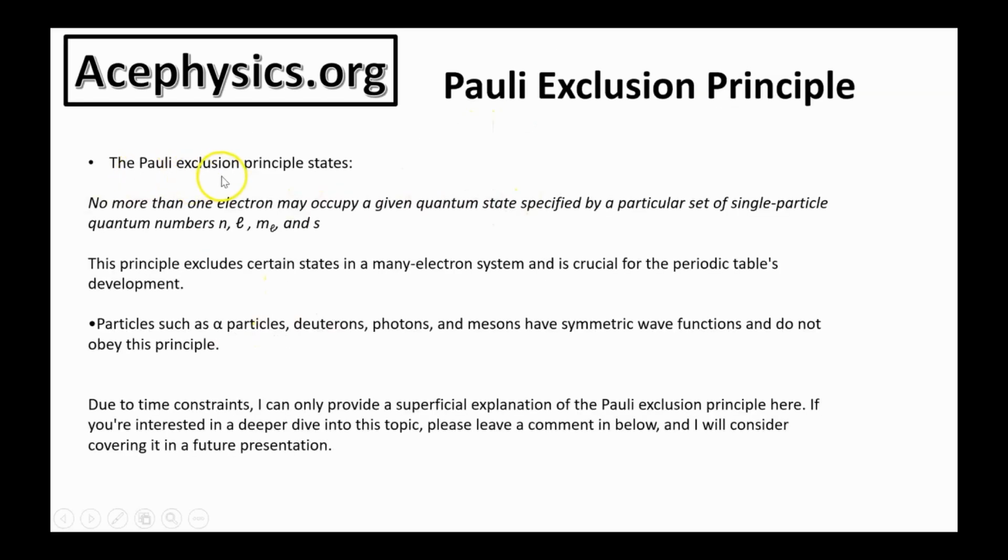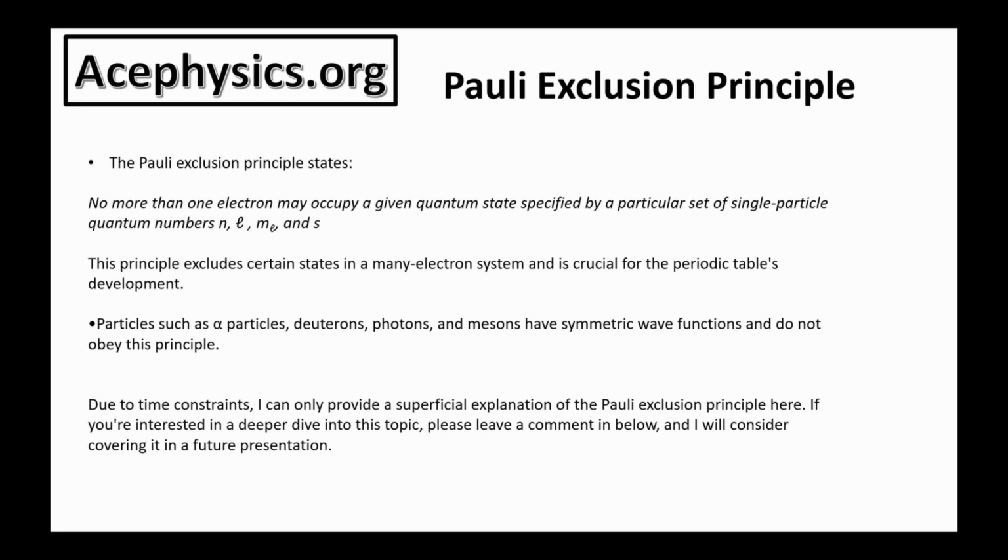The Pauli exclusion principle states that no more than one electron may occupy a quantum state specified by a particular set of quantum numbers, n, l, m sub l, and s, where s is the spin of the electron. Due to time constraints, I can only provide this superficial explanation of the Pauli exclusion principle in this video. If you're interested in a deeper dive into this topic, please leave a comment below and I'll consider covering it in future presentations.